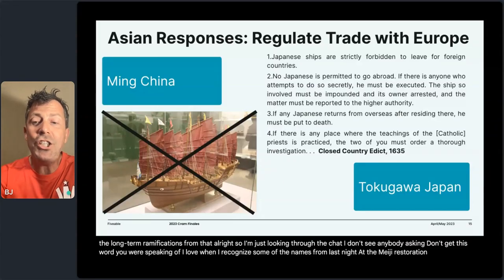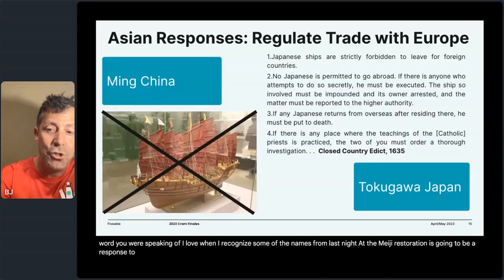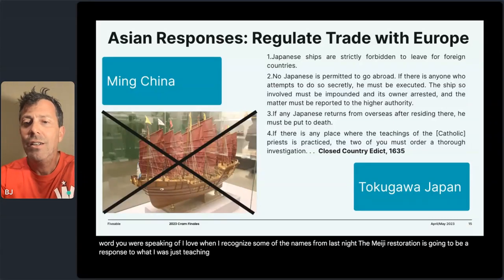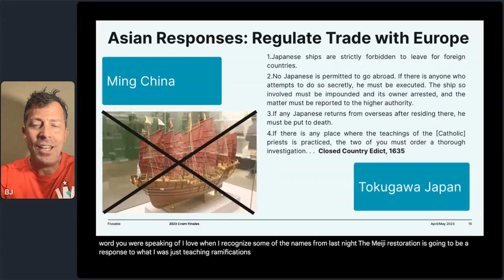Yeah, the Meiji Restoration is going to be a response to what I was just teaching. Ramification, it's an effect.